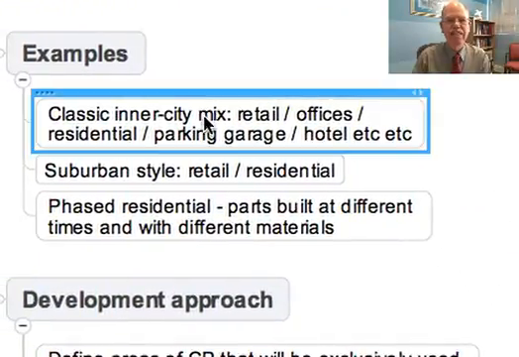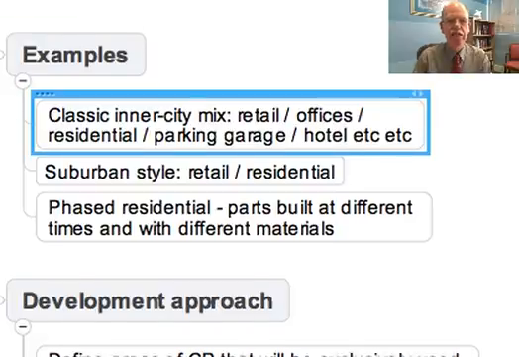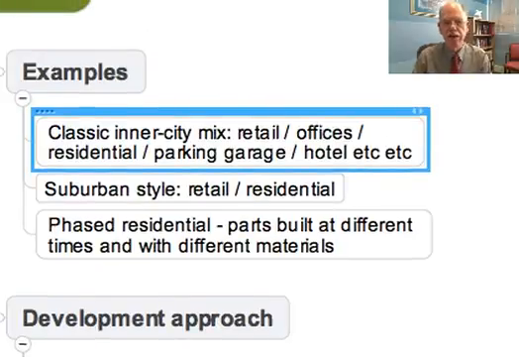The classic inner city mix will have a building that has retail on the ground floor, offices above it, a residential component perhaps above that. It might have a parking garage that starts on the ground floor and goes up for a portion of the whole building. It might well include a hotel, separate gyms and other things, each of which have access to give access to the public in and out.